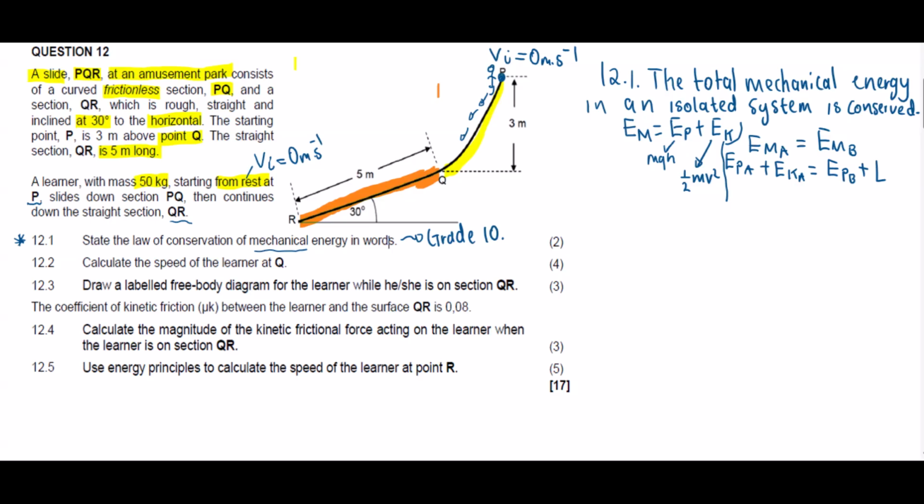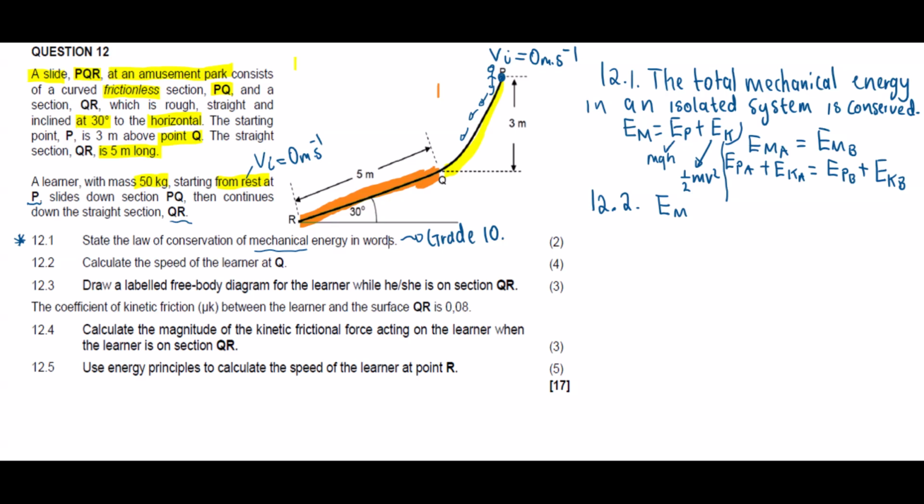EKB, just like that. So now let's go on to 12.2. Now they wanted us to calculate the speed of the learner at Q. How do we calculate the speed of the learner at point Q? We are going to use the conservation of mechanical energy. However, conservation of mechanical energy is very simple. We just say EMA.